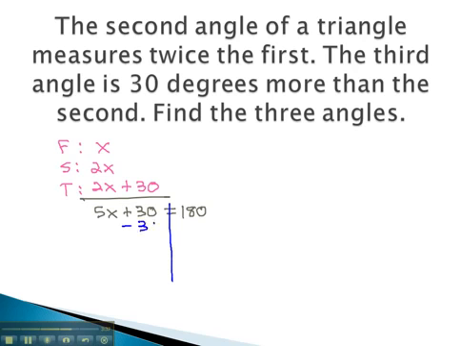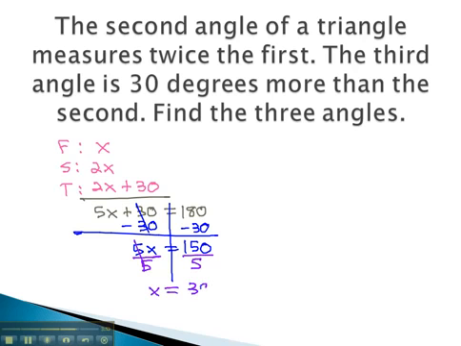Solving the equation, we subtract 30 from both sides. We now have 5x equals 150. Finally, to get the x alone, we divide both sides by 5 and find out x is equal to 30. X is what we labeled the first angle to be. X is 30 degrees. To find the second angle, which is 2x, we simply do 2 times our 30.